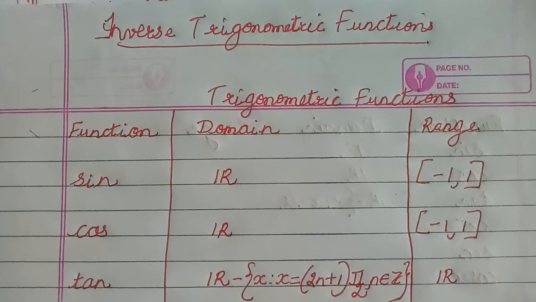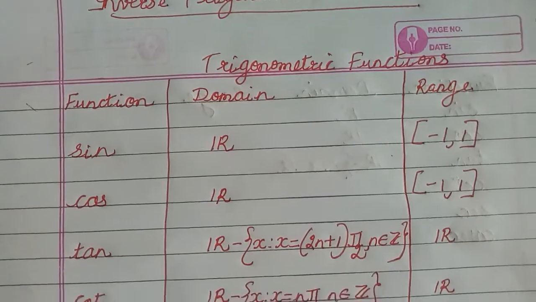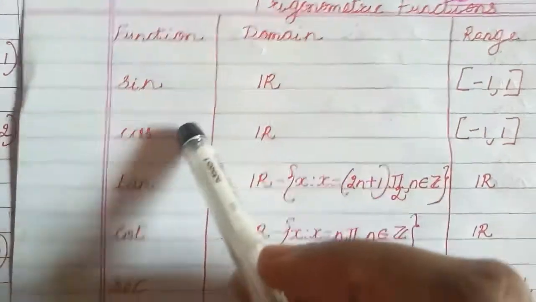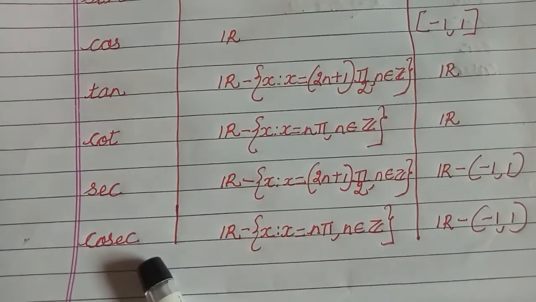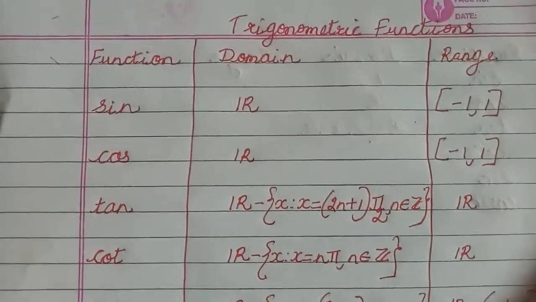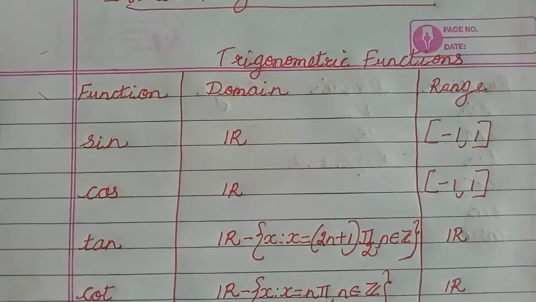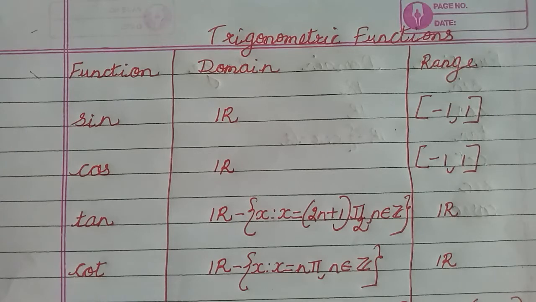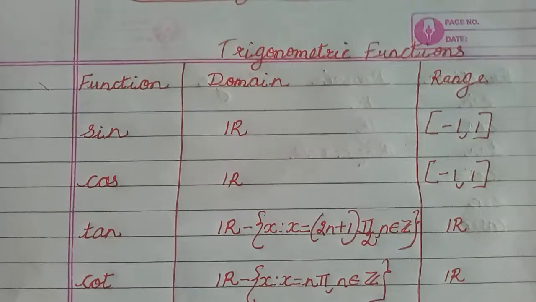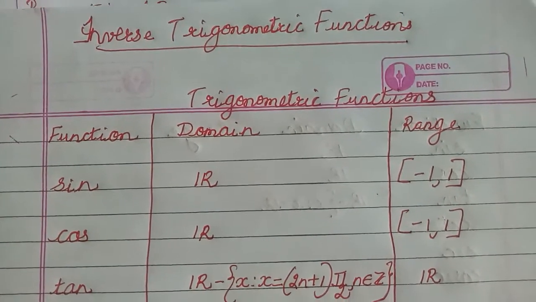Okay, so children, you know what trigonometric functions are? Trigonometric functions are nothing but sine, cosine, tangent, cotangent, secant, cosecant, right? Last year, children, you must have learned about trigonometric functions, and you learned very well the domain and range of these trigonometric functions, right? So let us revise those concepts. Along with that, we are going to study inverse trigonometric functions.